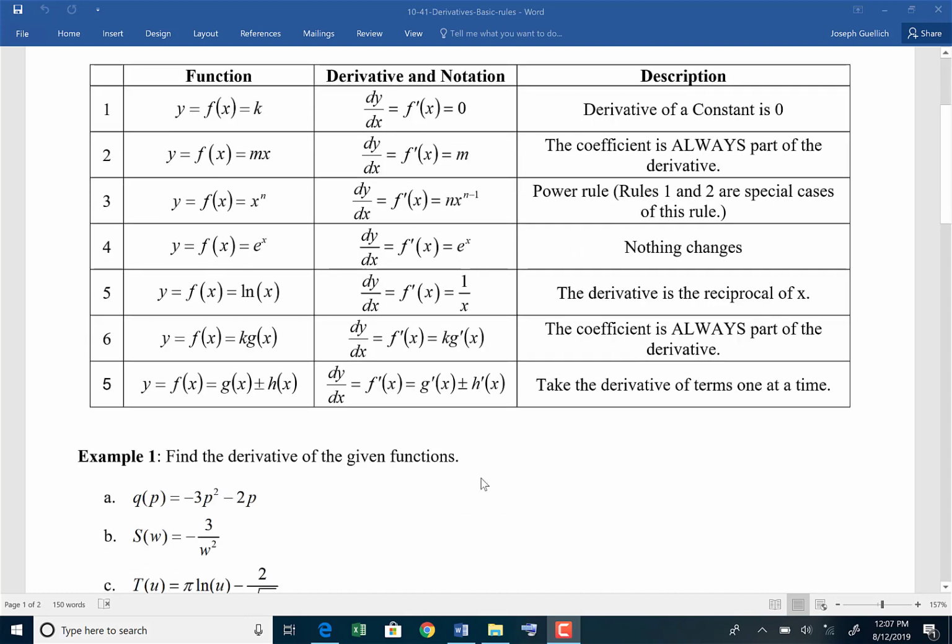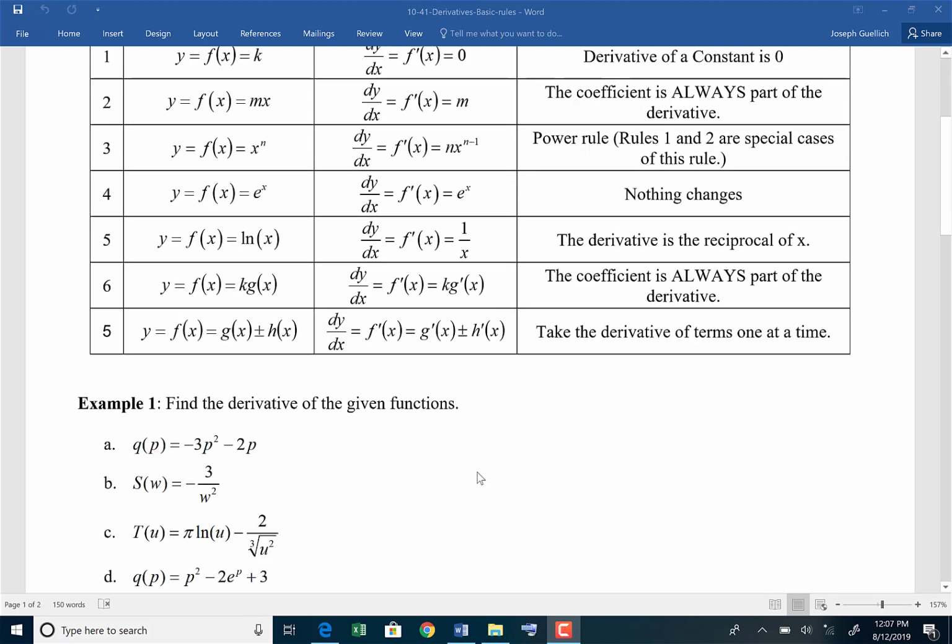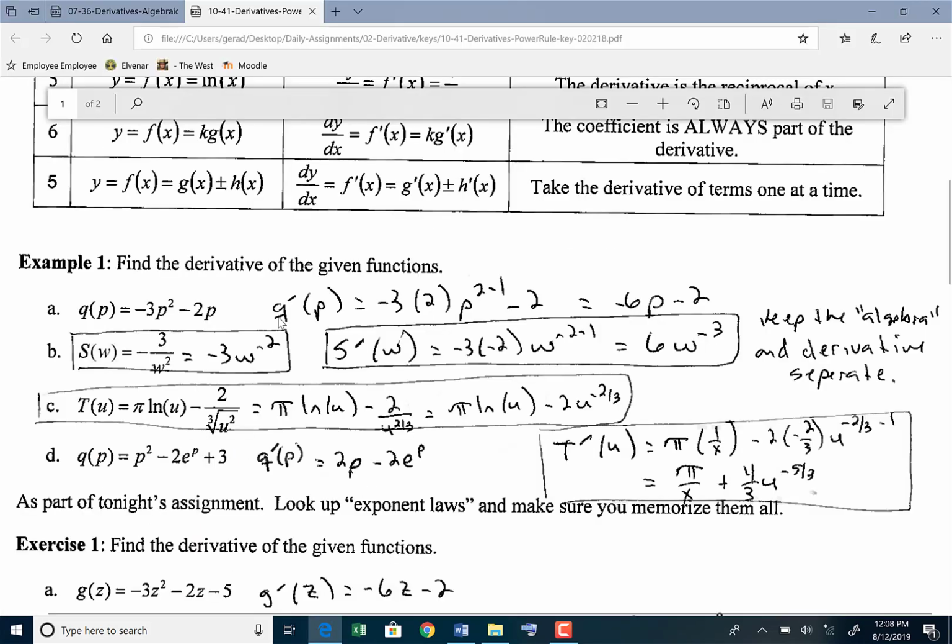Alrighty, let's take a look at a couple of examples. So our first one is q of p is equal to negative 3 times p squared minus 2p. And take a look at the answer here. So q of p, and then our derivative. The negative 3 is a coefficient. It's a part of the derivative. The 2 is the exponent of the first p, so it goes in front with the negative 3, and then the exponent becomes 2 minus 1.